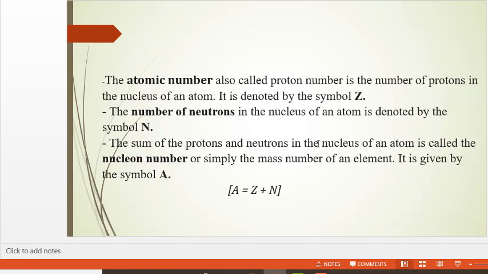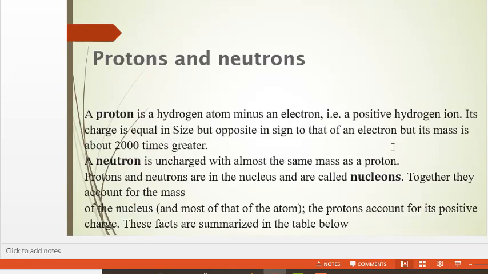So we know that each proton has a mass of 1, each neutron has a mass of 1. So if we have 10 protons, it means that the mass of those protons is 10. If we have 8 neutrons, it means the mass of those neutrons is 8. Now if we bring them together, because earlier there was a statement to say that these nucleons account for the mass of the nucleus and most of that of an atom.